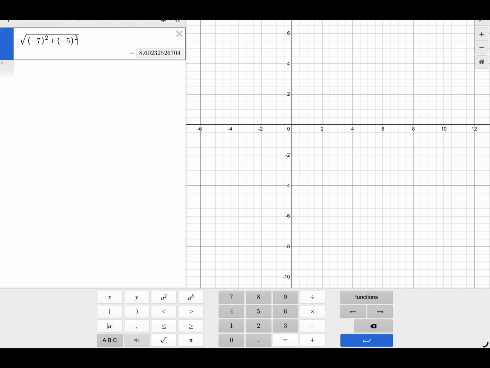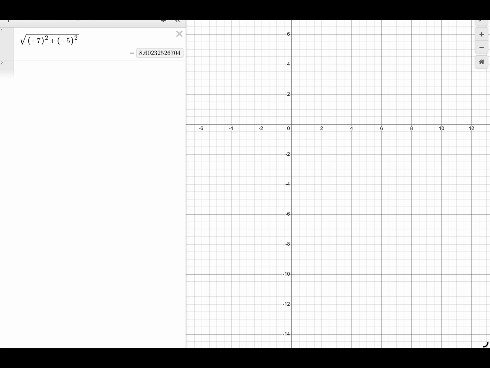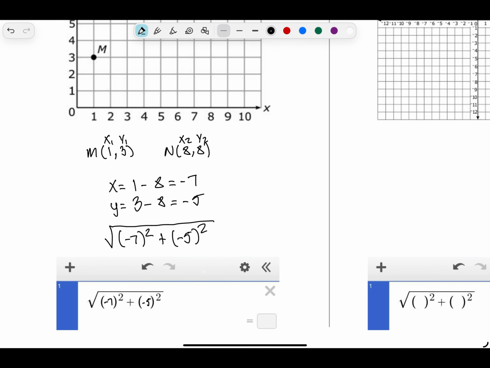What you notice is we get 8.6 and a whole bunch of numbers behind it. If we round that to the tenths place, the 6 is the tenths place. The number behind that is 0, not big enough to take it up. So that means 8.6 will be our answer for that one. So 8.6 is what we get.